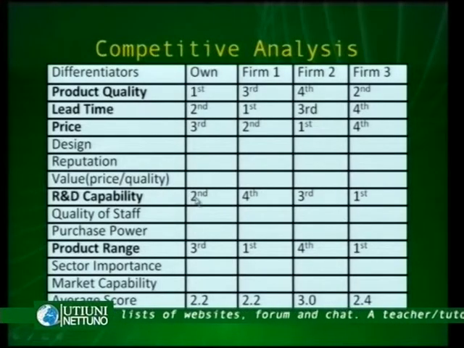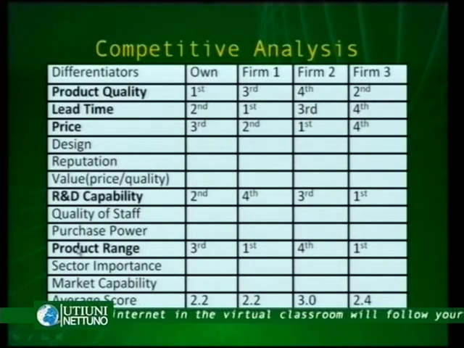So the next one then is R&D capability. And again, you are second here. And then the firm 3 is the first one and firm 2 is third. So you're not doing too bad there. And then we come down to the final one, which is product range.